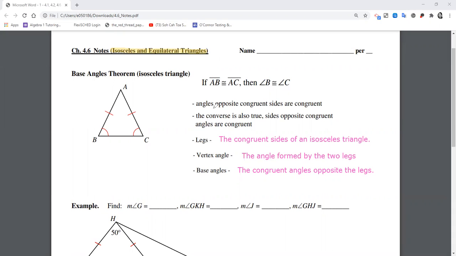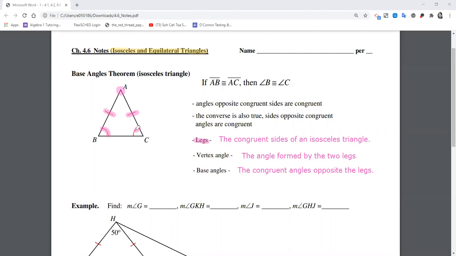I want to first talk about some definitions. I want to focus on the legs of an isosceles triangle. The legs in this picture are AB and AC, and those legs are the congruent sides of an isosceles triangle. The vertex angle is the angle formed by the two legs, and in this picture that vertex angle is up here. It's angle A.